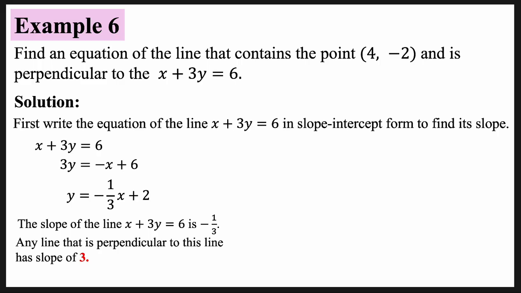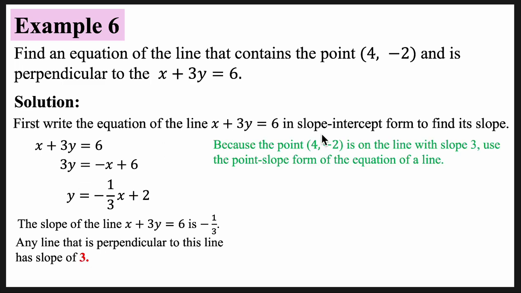Any line that is perpendicular to this line has a slope of 3. Now the reason is that if two lines are perpendicular, their slopes should be the negative reciprocal. Well, the negative of this would be positive. The reciprocal of this number is 3 over 1, which simplifies into 3. That's how you get the positive 3.